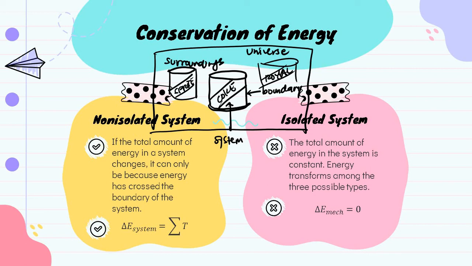Alright, so let us remember all the terms that I have mentioned in this video. We have two different types of systems based on conservation of energy. If the total amount of energy in the system is changing, then that system is considered non-isolated. If the total amount of energy in the system is constant, then that system is isolated.